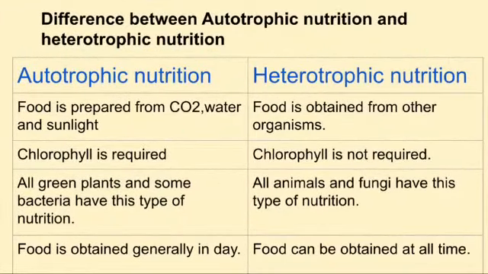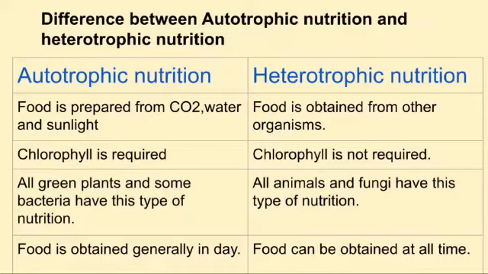So here I have a very important question which is frequently asked in exams: the difference between autotrophic nutrition and heterotrophic nutrition. There are a few differences. First, food is prepared from carbon dioxide, water and sunlight in the autotroph, but in the heterotroph food is obtained directly from other organisms. Heterotrophs do not need to cook their food; they get their food from other animals.